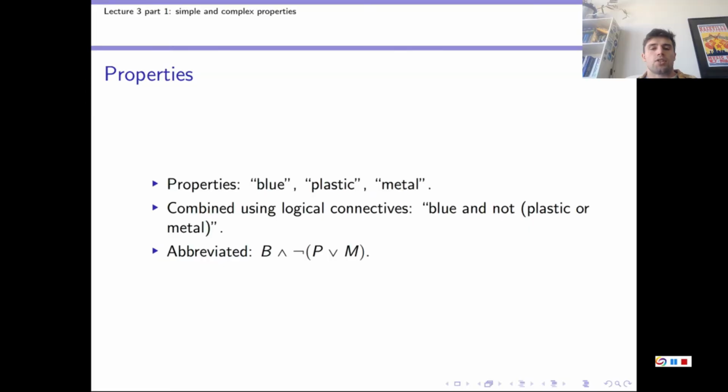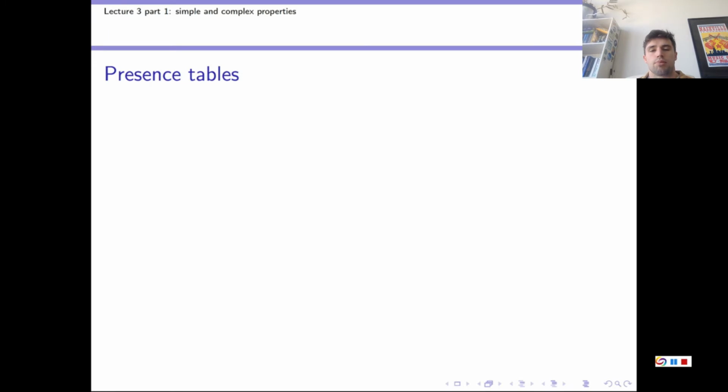Now, to analyze the truth of complex properties, we use an analogous method to the one we use to analyze the truth of complex statements. The method we used there was truth tables, and we call the method used to analyze the truth of complex properties presence tables. This is just because we describe properties as being present or absent rather than true or false, which we did in the case of statements.